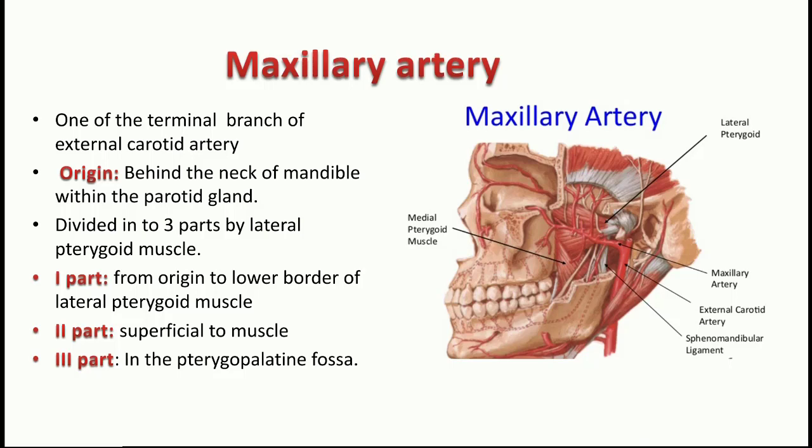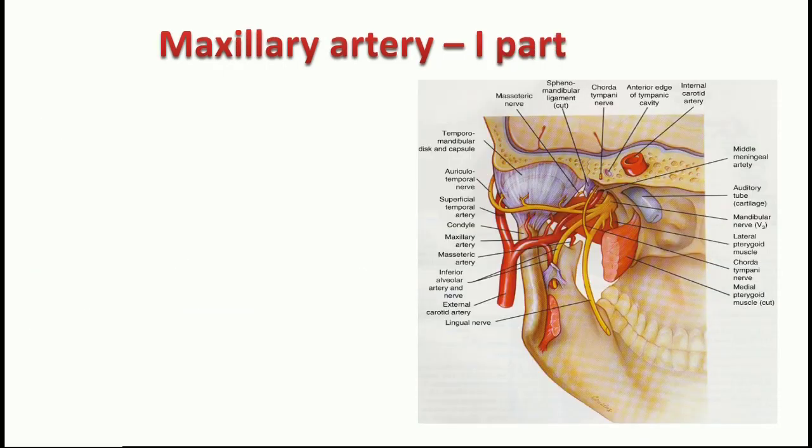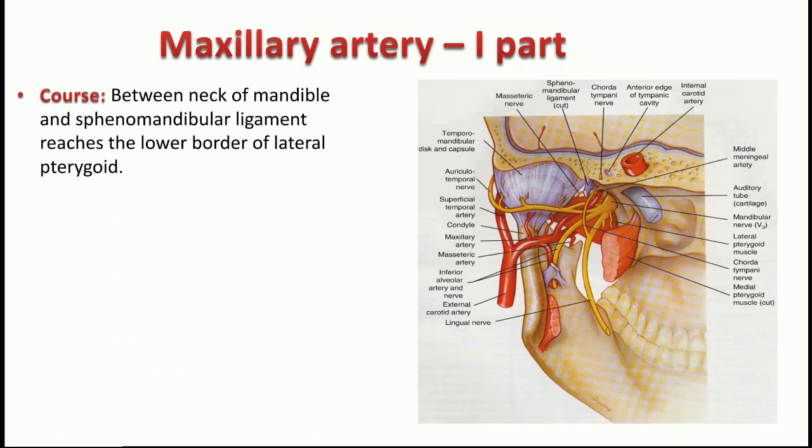Now I am directly passing on to the branches of the maxillary artery. We will start with the branches of the first part of the maxillary artery. The first part of the maxillary artery gives 5 branches. Now it is seen at the neck of the mandible. Here you are able to see the medial side of the neck, and it crosses the neck of the mandible.